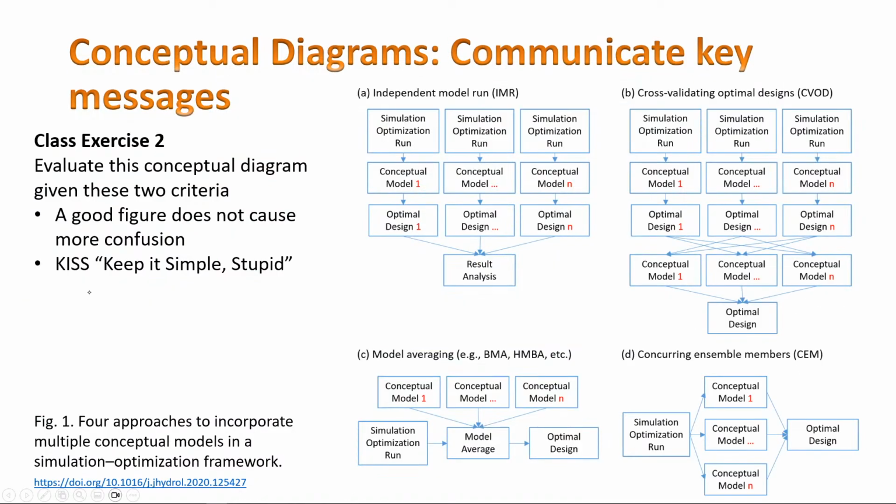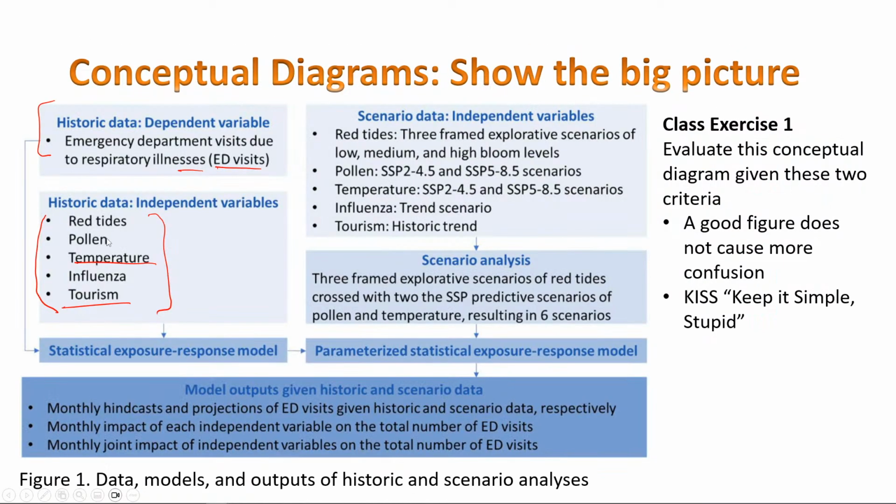If tourism increases, of course, that will increase the number of ED visits because you have more people, and more people will use the healthcare system and other services that are available. Influenza, pollen, and so on. If pollen increases, ED visits will increase. So this is the dependent variable. Basically, what do I want to do here? I want to predict ED visits based on these variables. And how do I do this? I do this with a statistical exposure response model.